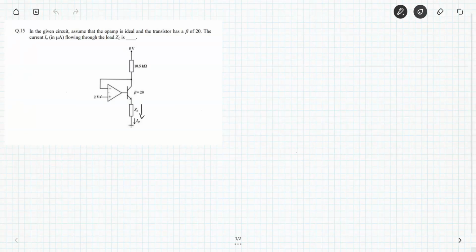Now let's apply the same logic in this op amp also. So let's think of the op amp as a differential amplifier.